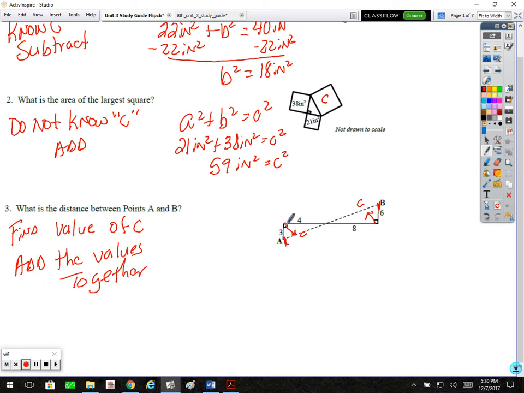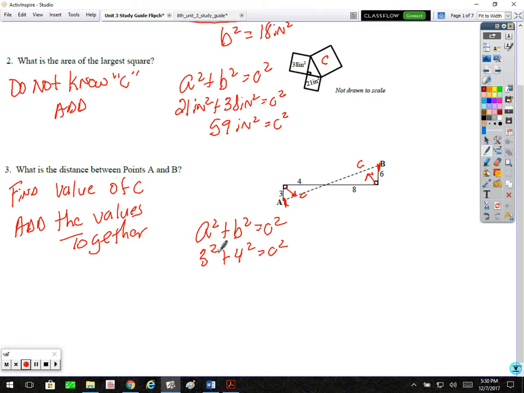So for this smaller triangle, with a side length of 3 and a side length of 4, we have a squared plus b squared equals c squared. Well, if I plug in the values, I know this is C, so I'm looking for C. So we have 3 squared plus 4 squared equals C squared. So 3 squared is 9, 4 squared is 16, gives me C squared. So the value of this is 25 equals C squared.